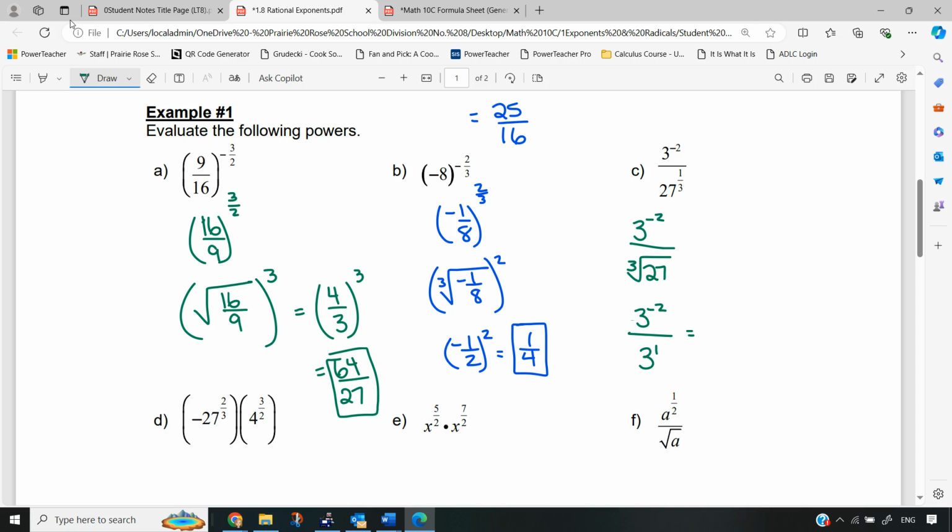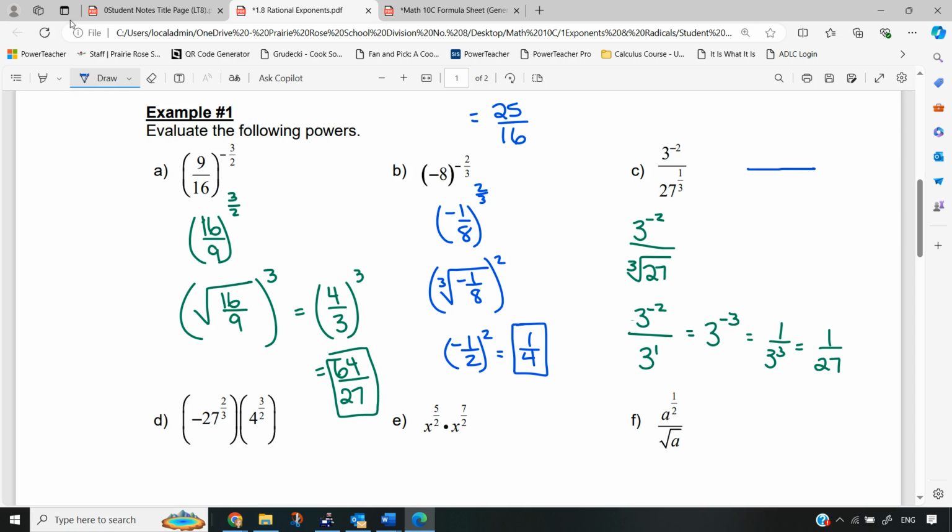Now these have a common base, so I could use my exponent laws. Negative 2 minus 1 is negative 3. And 1 over 3 cubed is 1 over 27. So one option is to see if there's a way to get them to have a common base, and then I can combine them. Now another approach might be to look at the negative first and say, hey, I need to deal with that.